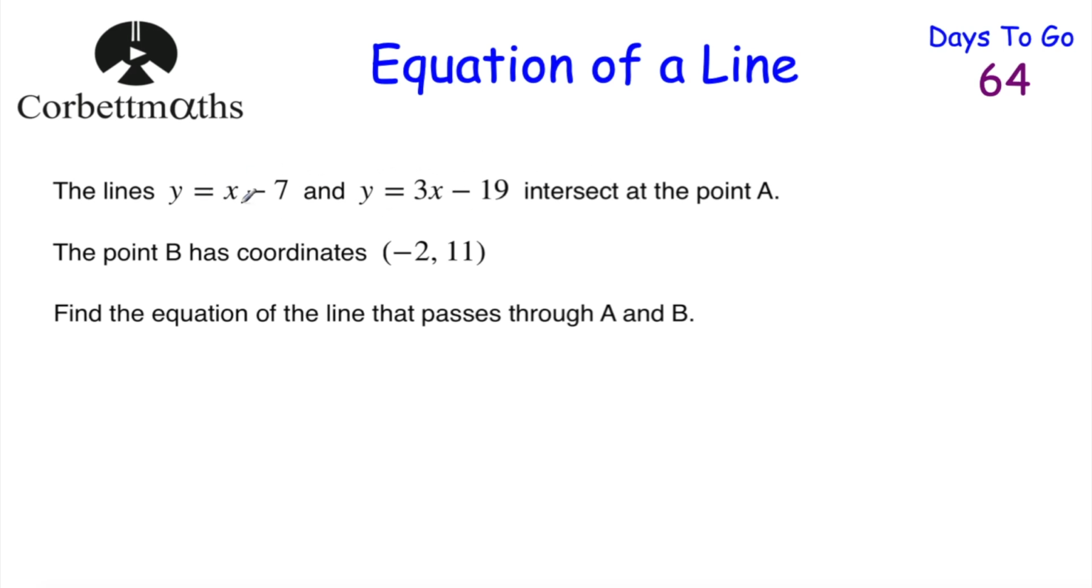So let's solve these equations. Let's put them equal to each other. So we've got x minus 7 equals 3x minus 19. Because we've got y equals and y equals, we can just substitute in this x minus 7 into here, because they're simultaneous equations, so we can solve it using substitution.